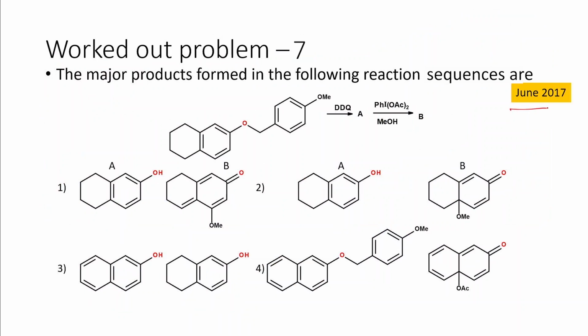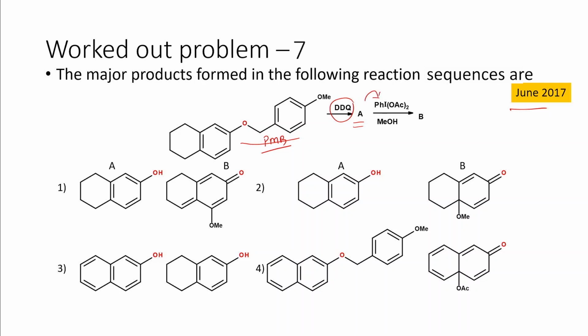This problem was asked in June 2017. The major product formed in the following reaction sequence is asked. A para-methoxybenzyl ether, generally called a PMB ether, is given here, and this is subjected to reaction with DDQ, and we end up with a product or intermediate A.